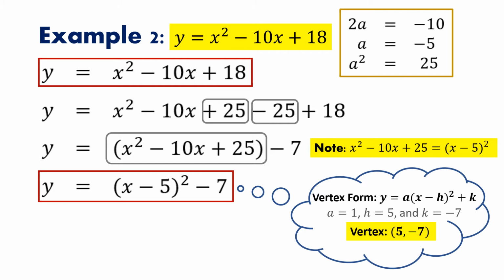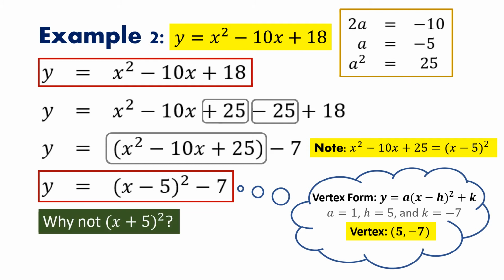Now, why not factor the given as the quantity x plus 5 to the second power? Applying the FOIL method, the quantity x plus 5 to the second power is equal to x squared plus 10x plus 25. Note that the second term is 10x and not negative 10x.